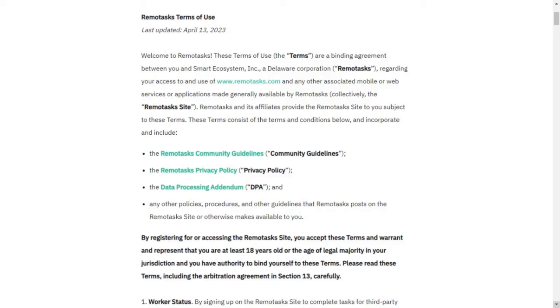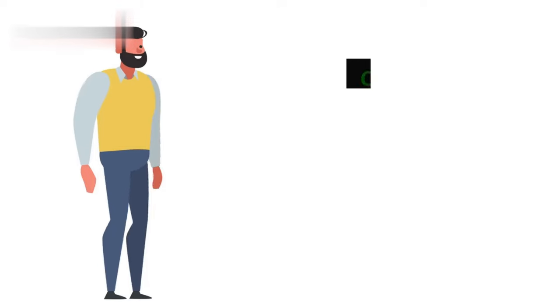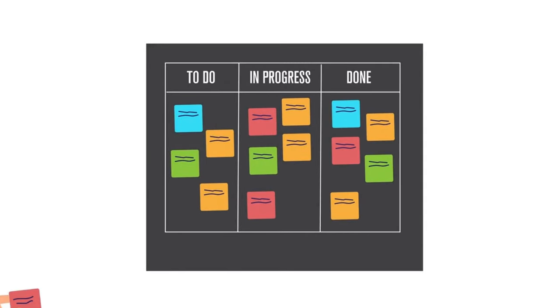The bad. The Remotasks realities. Now, let's not sugarcoat things. Remotasks isn't all unicorns and rainbows. Here are the not-so-glamorous aspects. Number 1. Competition. The platform is booming, which means more hands grabbing for those high-paying tasks. Be prepared to hustle.